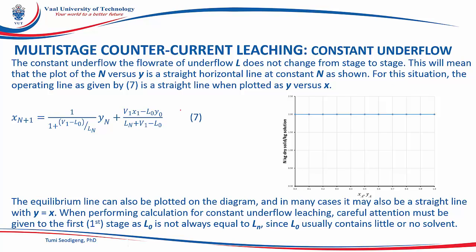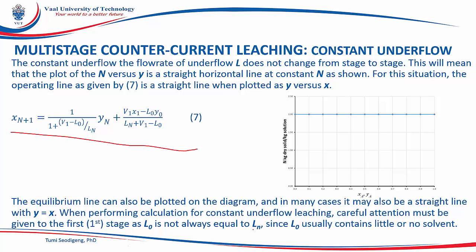So for this situation, the operating line, given by equation 7, is a straight line when plotted on y versus x. The equilibrium line can also be plotted on the diagram, and in many cases it will also be a straight line. We are not using the y versus x diagram for our calculations in leaching this time, but if you were, you would have two straight lines: the equilibrium line and the operating line.